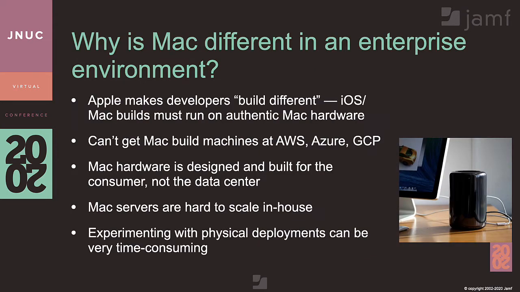So why is Mac different in the enterprise? That's the question we all address here at Jamf Nation at a variety of levels. But it's because Apple makes developers and users build different, use different, run different. And things that run on Apple have to run on the authentic hardware in an authentic way. You can't necessarily get those types of machines at your normal AWS, Azure, or GCP stop if you're going cloud.